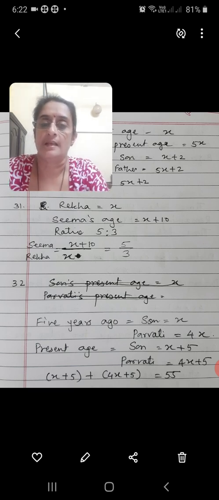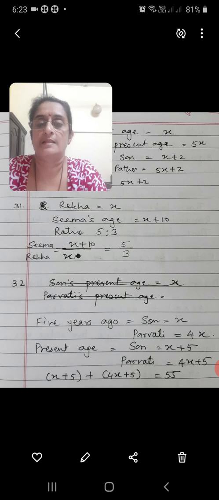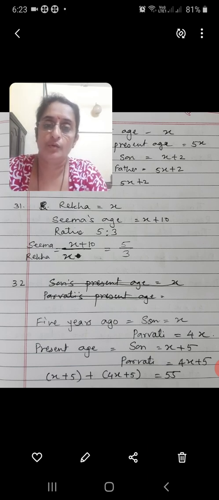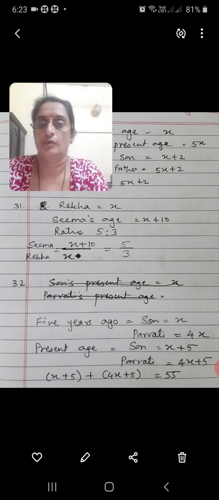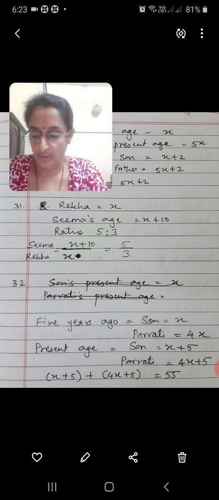Now their age ratio is 5:3. How do we write it? A ratio we write as a fraction. So 5:3, we are going to write as 5/3, with Seema's age x plus 10 and Rekha's age x. So we get the equation: (x plus 10) by x is equal to 5/3. Now what are you going to do? You are going to cross multiply. You will get the x value, that will be Rekha's age, and then you have to add 10 years to that, so you will get Seema's age. Now we will go to the next sum, that is the 32nd sum.